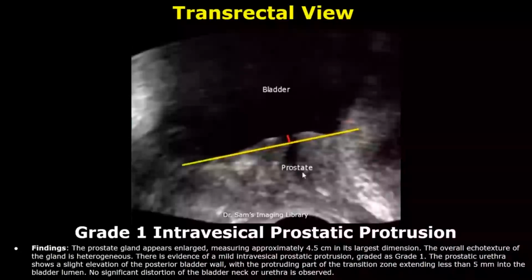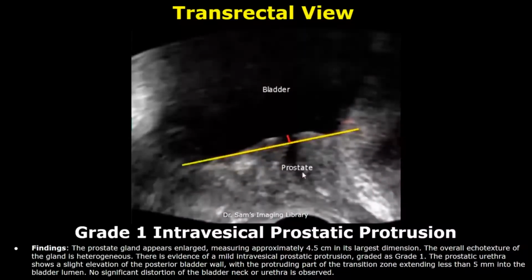Now we will look at reports for Grade 1 intravesical prostatic protrusion. In the findings, you can write the size of the prostate, and then you can write about its echo texture. Then you can mention the evidence of a mild intravesical prostatic protrusion graded as Grade 1.